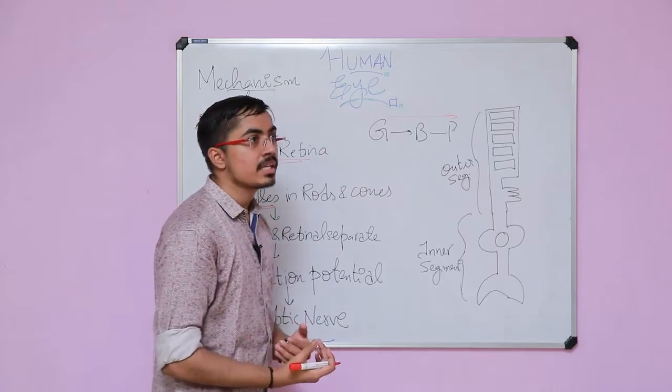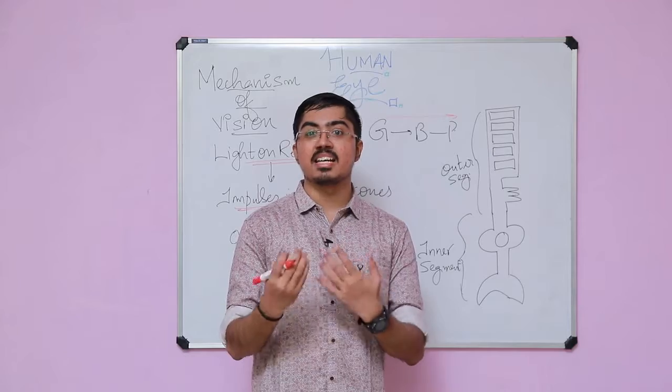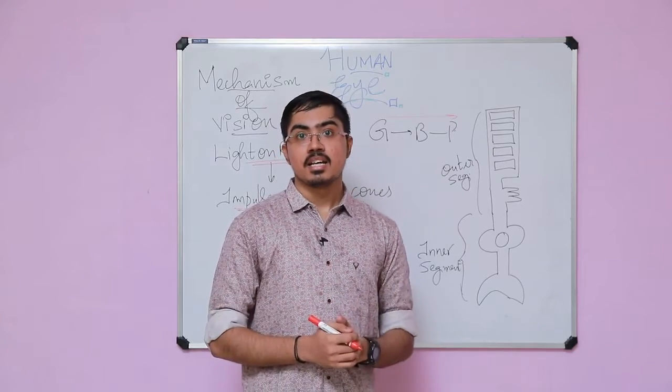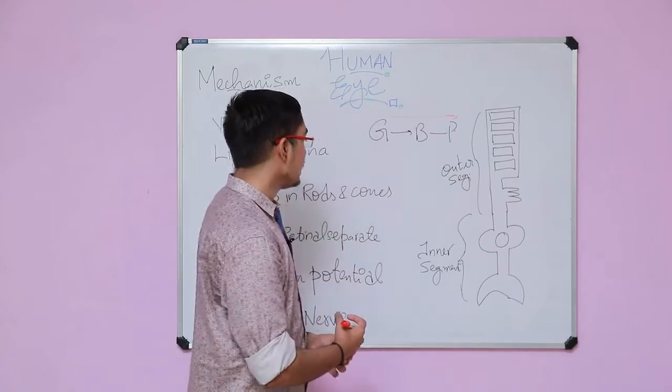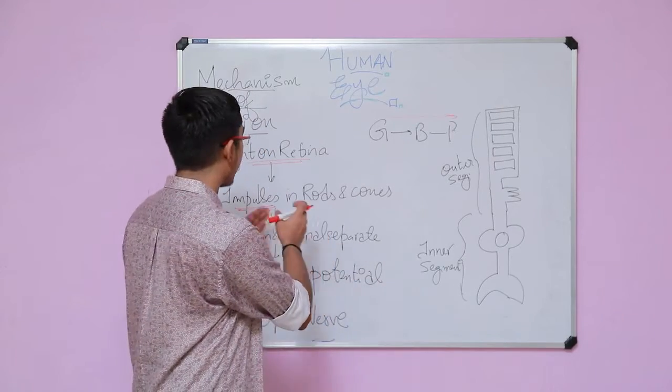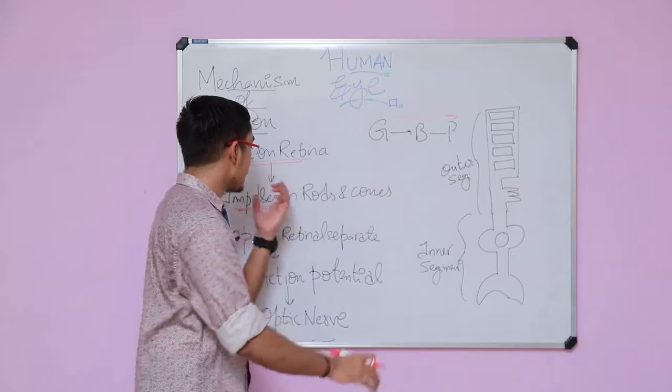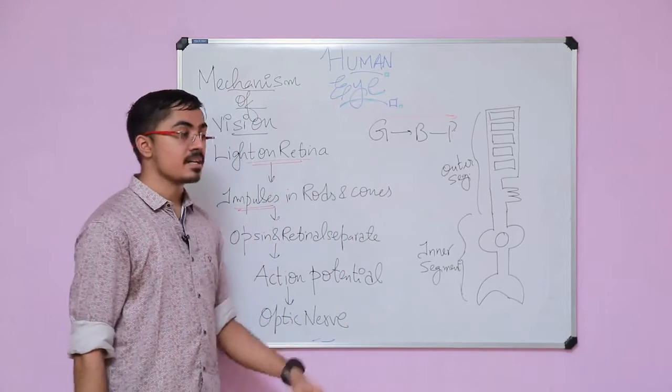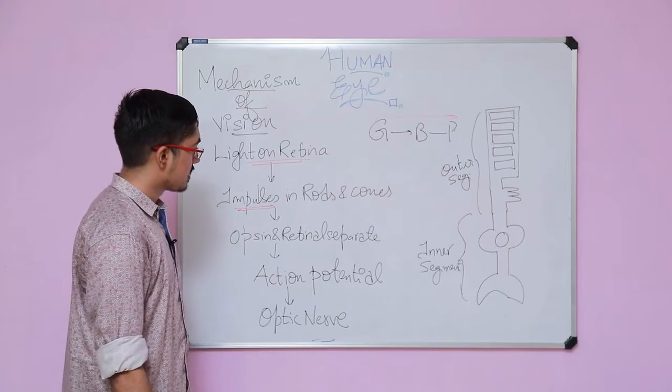Whenever we talk about impulse in the nervous system, it is actually an electrical impulse, just like current flowing through the body. Likewise, through the nervous system, when current is flowing, you will have impulses in rods and cones. Impulse means the electrical impulse generated in the rods and cones.